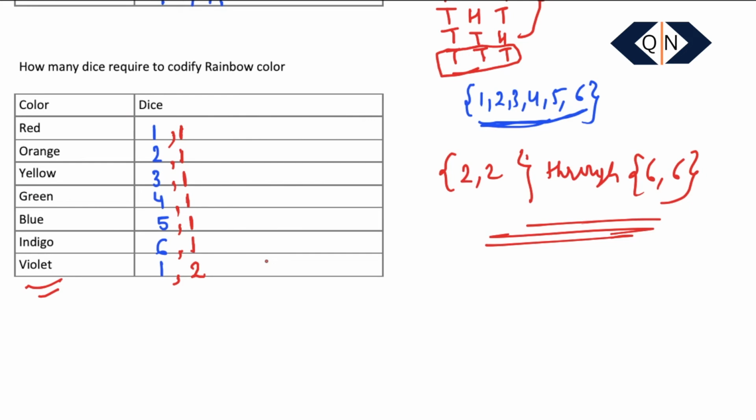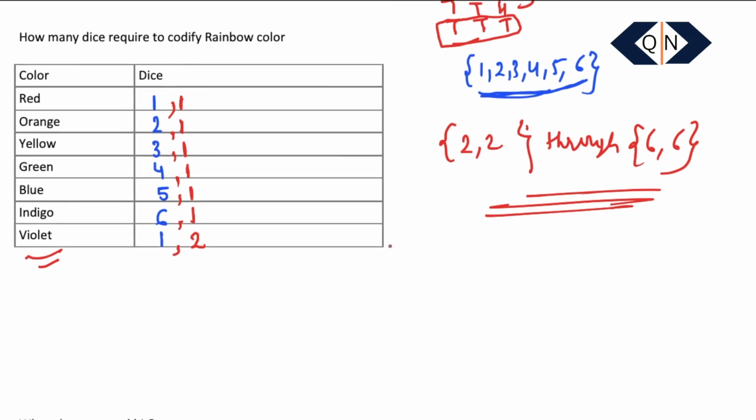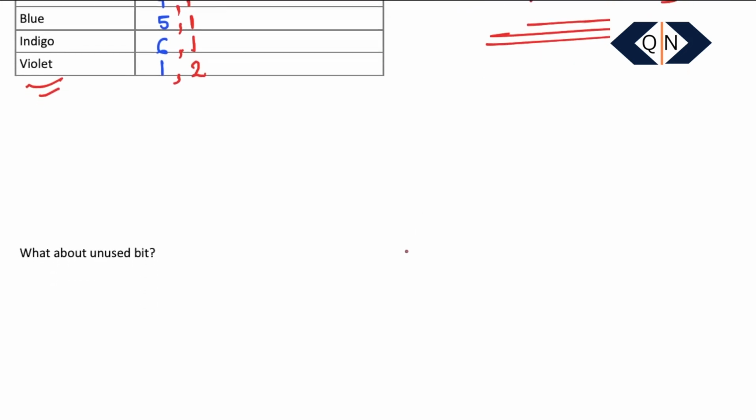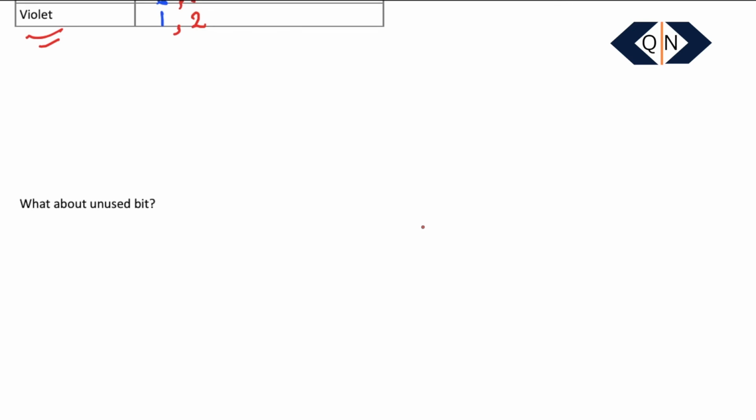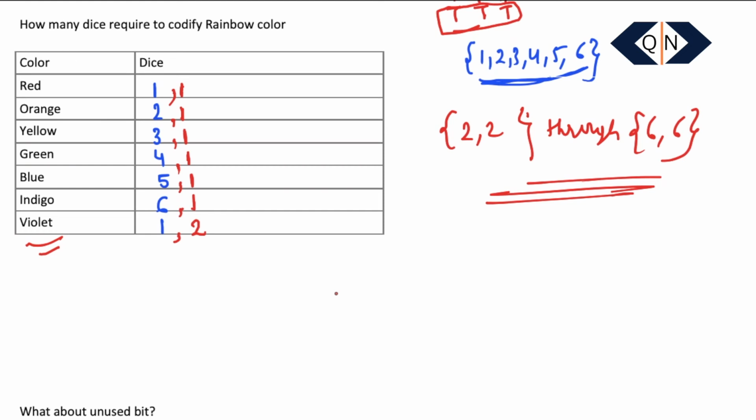Okay, so what happened to this? Yeah, they are unused bits. We do not use them. Yes, we can make them work like this. Suppose 1 1 is representing this, 1 2 can also represent this. Means we can assign another bit to represent the same item.